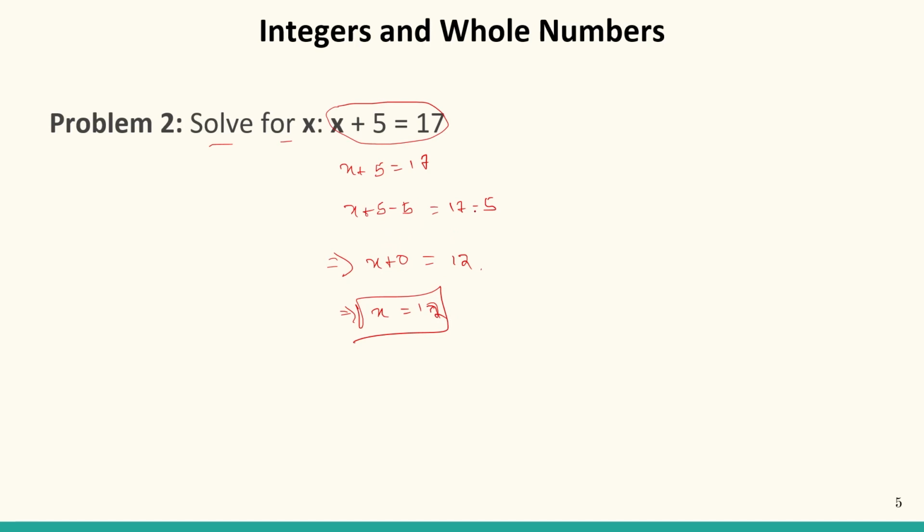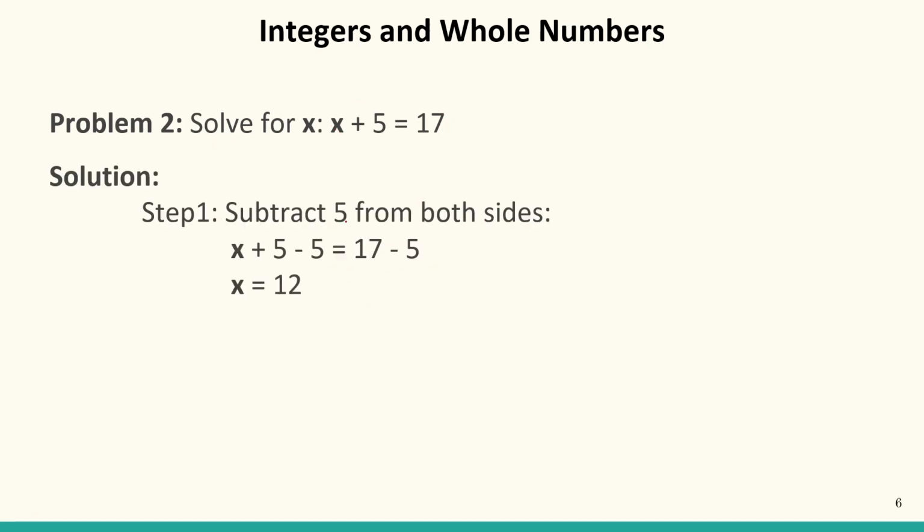So let's go forward and see the step-by-step solution. So subtract 5 from both the sides. So subtracting 5 from here and 5 from here, what we are left with is x plus 0 is equal to 17 minus 5. That is equal to 12, right? So this implies that x is equal to 12.